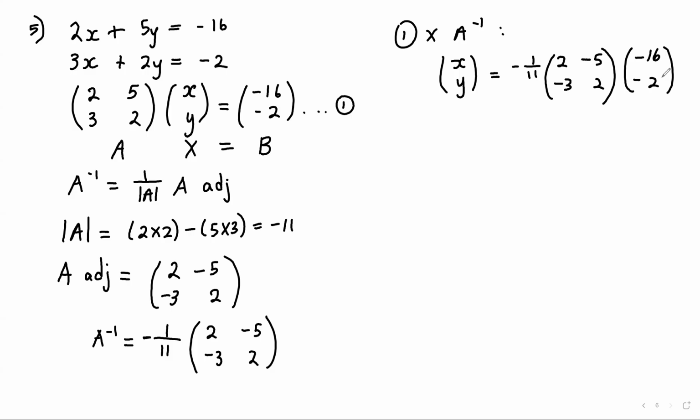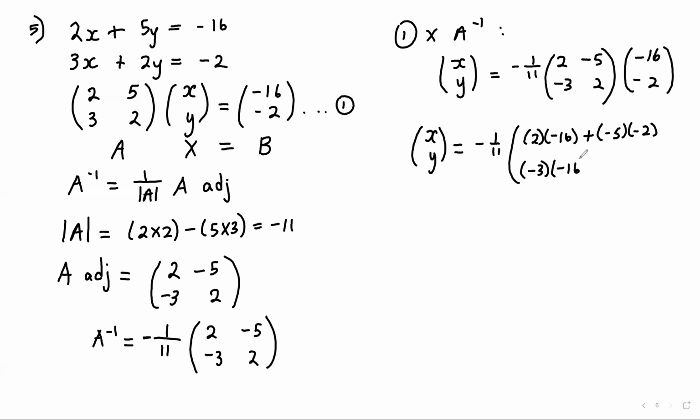All right, and now let's simplify this. So x, y, the last thing you'll do is multiply by this fraction, right? So negative 1 over 11 is staying, and we're going to multiply our matrices. So that will be 2 by negative 16 plus negative 5 by negative 2, then negative 3 by negative 16 plus 2 by negative 2. Let's see what that gives us.